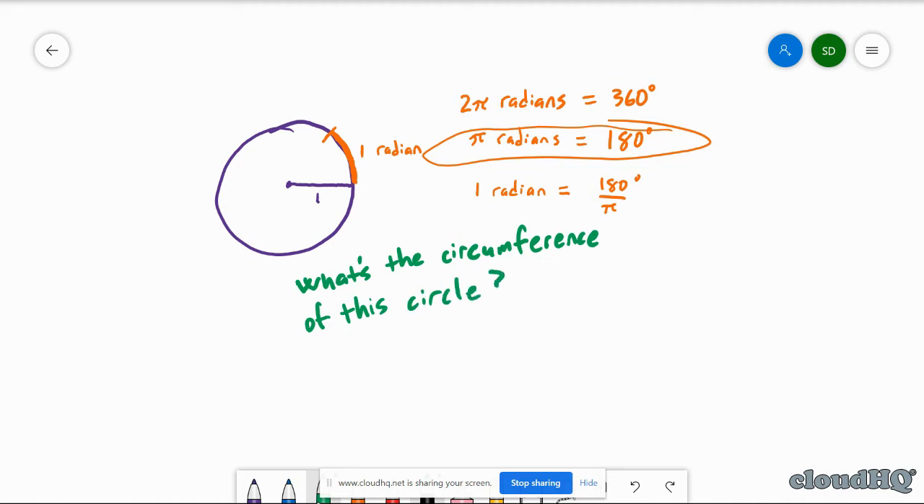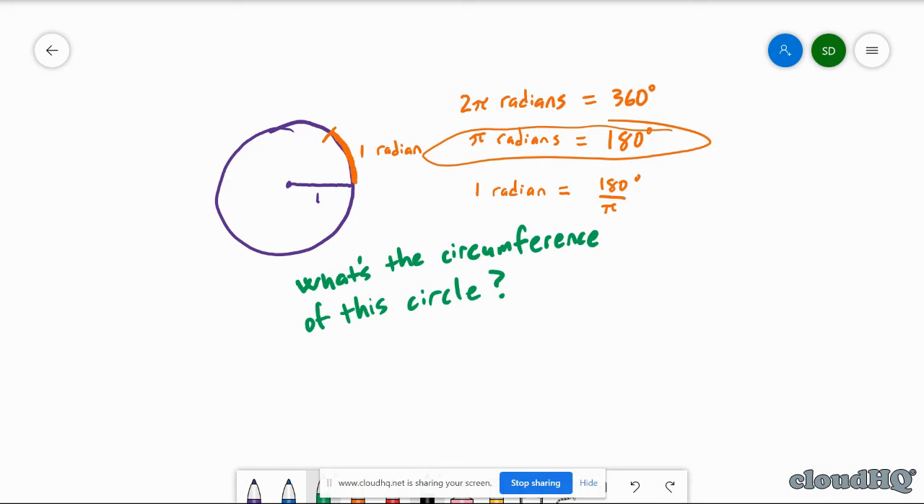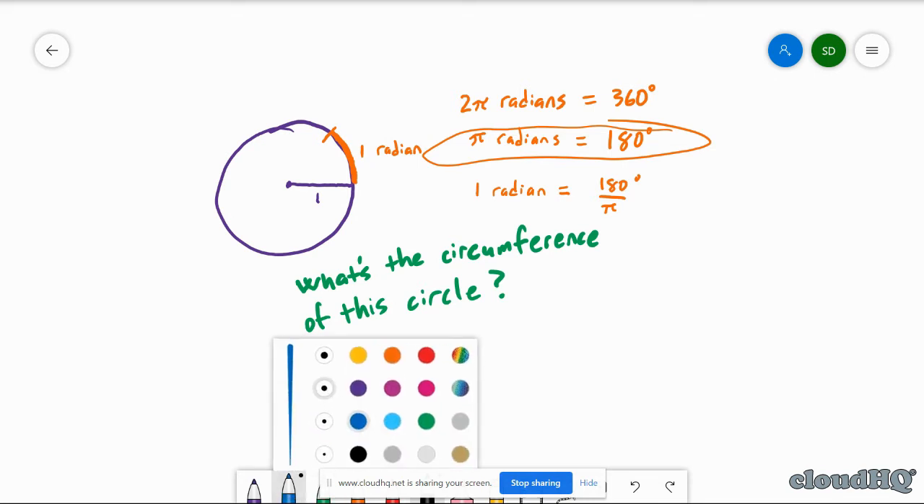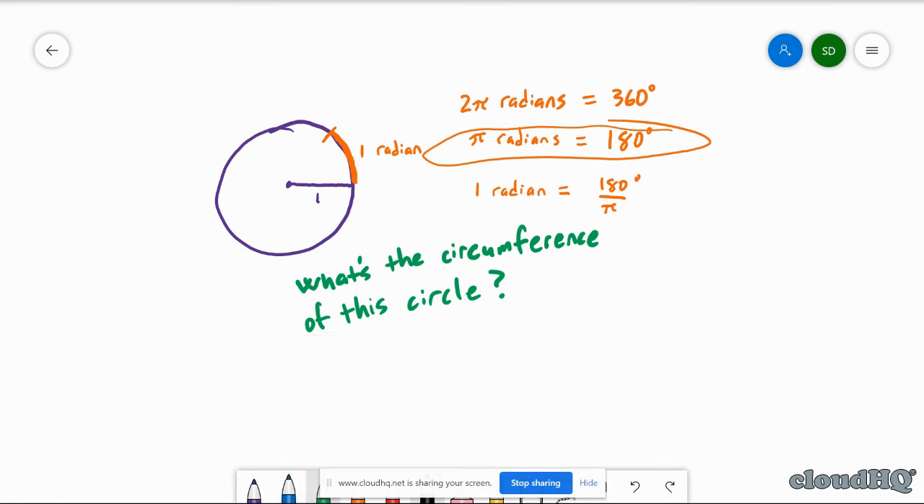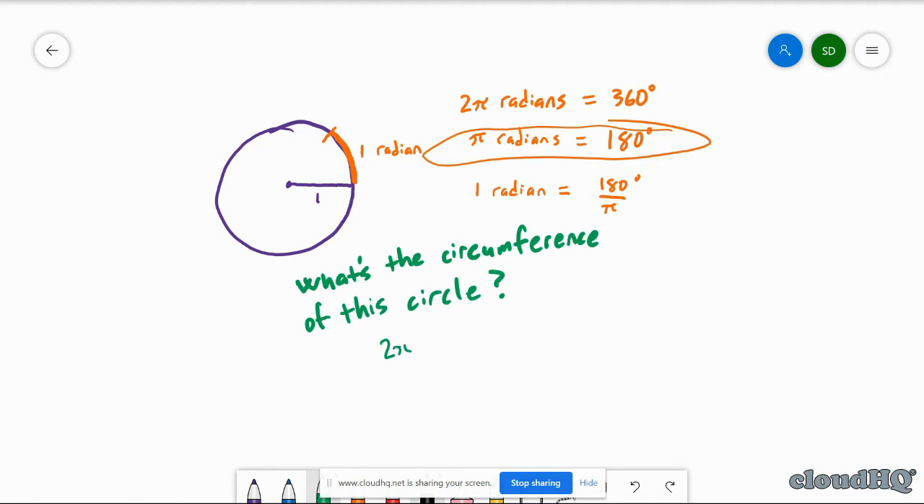How do you find circumference? Pi r squared is area of a circle. 2 pi r is correct. So we would do 2 pi times the radius. Our radius being, didn't I give it a radius of 1? So 2 pi times 1 is 2 pi. That's the circumference of the circle, is 2 pi inches or whatever we're talking about.